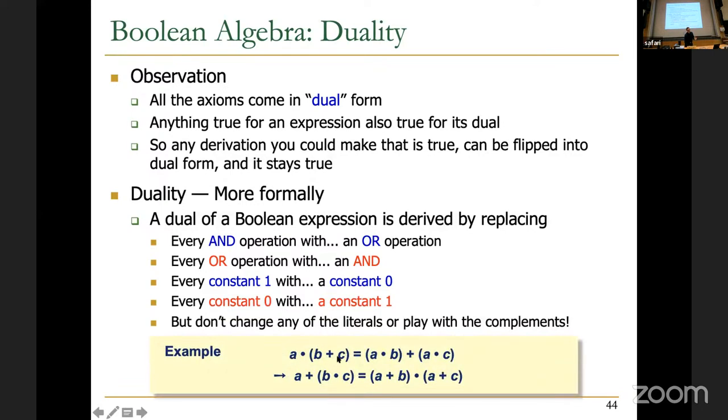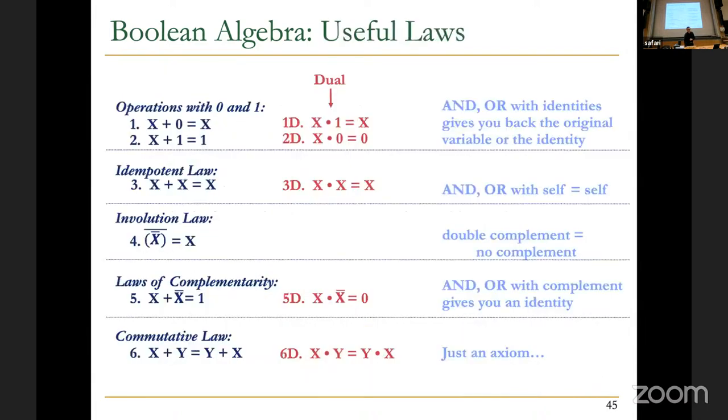A and B plus C looks this way, right? This is actually an equation. You can basically replace every OR with AND and every AND with OR. And that holds true also. And you can verify that holds true. This duality is a very useful property. This way you can go from one type of gates to another type of gates, but it's not enough by itself, as you can see.